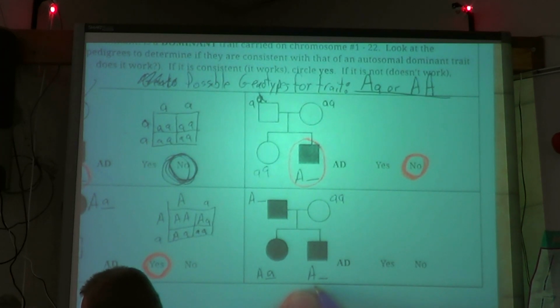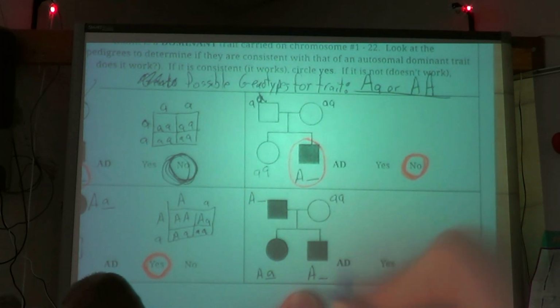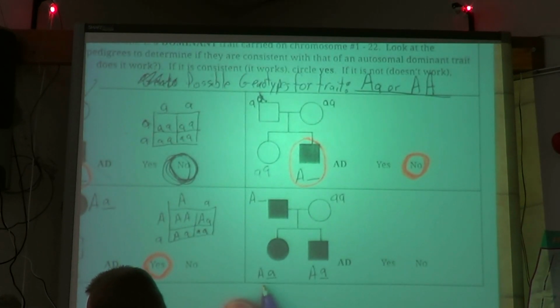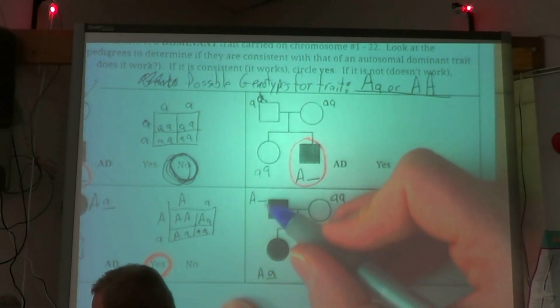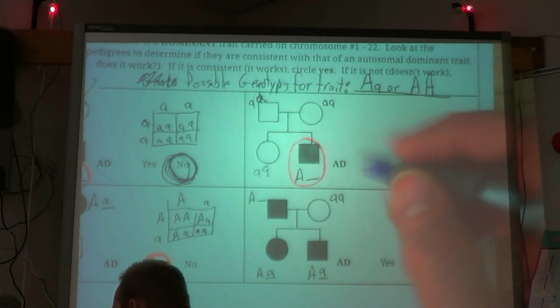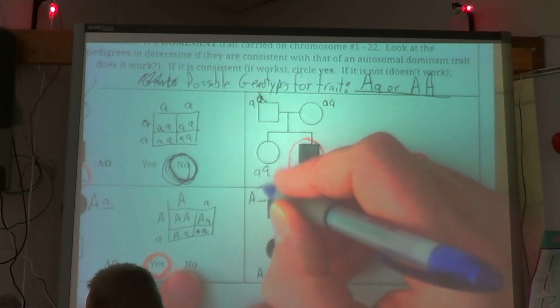Where'd the big A come from? So what does Mom have to give? A little a. Okay? So we know that Dad, so if Mom is homozygous recessive, we could get heterozygous. Is this possible? Are these children possible based upon what we know so far? Do we know what the second letter is? It could be, right? We don't know, statistically, it's a big A question mark.